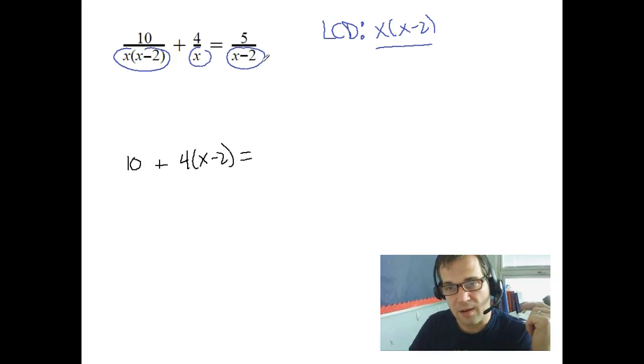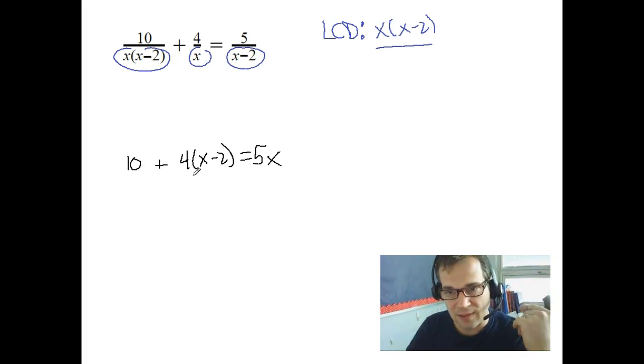Looking at this last part, if I multiply this by the LCD, what cancels? These x minus 2's cancel. I'm left with a 5 and an x. So this is what I would write down on my paper. If anyone's not clear how this happened, let me show you really fast what my thought was doing.